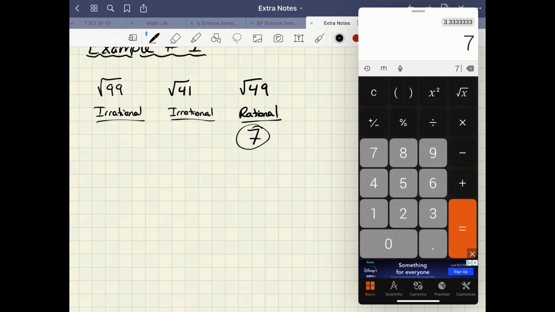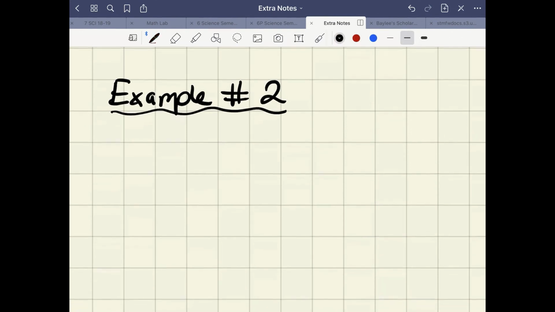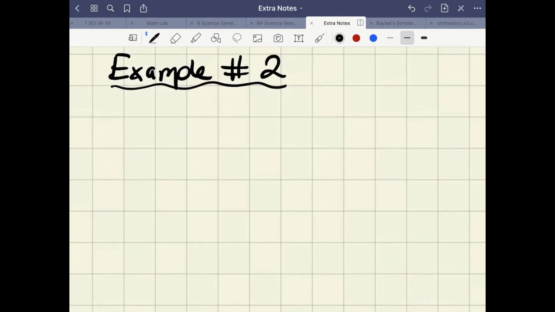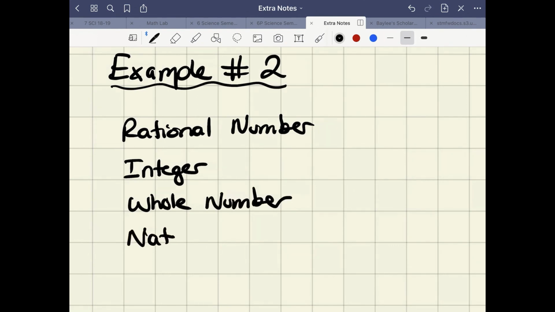Okay, example number 2. I want you to go ahead and give me an example of each of the following. So give me an example of a rational number. Give me an example of a different number, of an integer, of a whole number, and then of a natural number. You can't use the same example for all of them. Go ahead and do that right now.